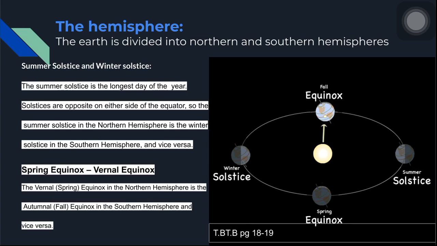In the month of March, as Earth revolves, it is fall south of the equator and spring north of the equator. The sun shines equally on the southern and northern hemisphere. So both hemispheres receive equal sunlight. So there will be equal day and equal night. So that is called spring equinox.